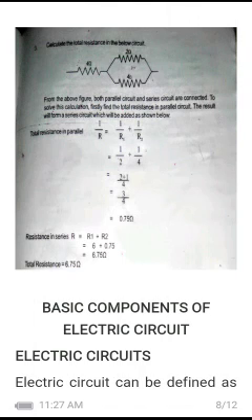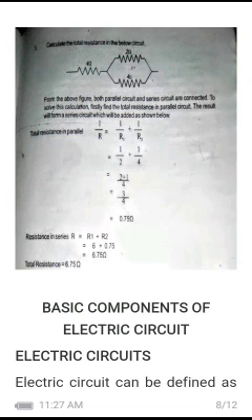Then we have the combination of series and parallel connection. The first thing you do, you state the question: calculate the total resistance in the circuit below. So you have the first resistor as 4 ohms, the second resistor as 2 ohms and the third one as 4 ohms. The 2 ohms and 4 ohms are parallel to each other, while the first 4 ohms, which is R1, is in series with both of them.